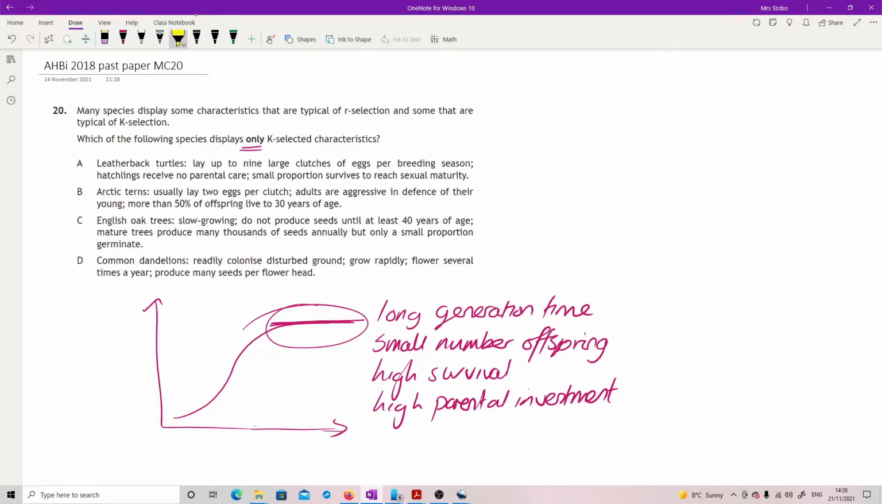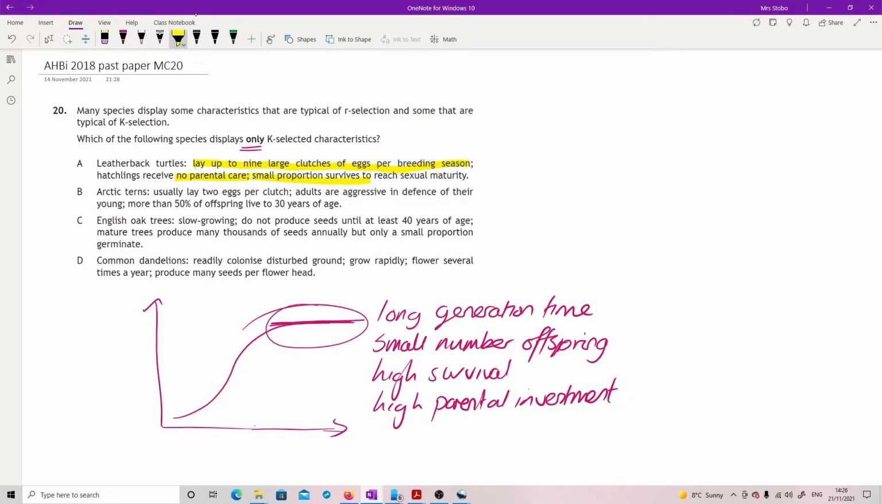So let's see, leatherback turtles lay up to 9 large clutches of eggs per week. Right, okay, there we go. 9 large clutches of eggs, that's you straight away doing a large number of offspring. They receive no parental care, well that's totally wrong, and a small proportion survives. So A is definitely wrong.